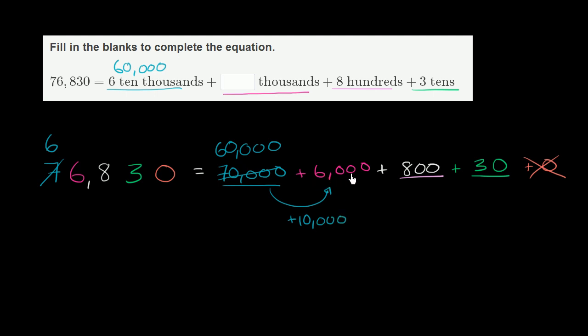Now what's the thousands place going to be then? Well, it's 10,000 plus 6,000. It's going to become 16,000s. This right over here is going to become a 16. So now what we wrote here looks just like what they wrote up here. This is 6 10,000s plus 16,000s plus 800s plus 3 tens. And we're done.